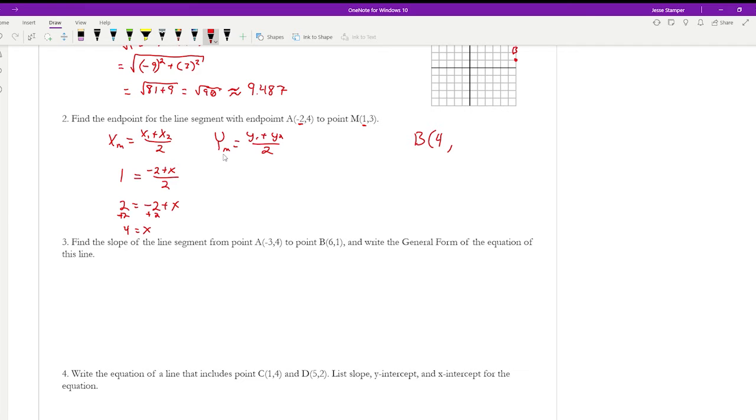Now the y of the midpoint is 3. So we say 3 equals, the y of the first point is 4, so we say 4 plus y divided by 2. Okay, multiply the 2 on both sides. We get 6 equals 4 plus y. Subtract the 4, and we get 2 equals y. So that means B is 4, 2. And that's the actual answer. That's what I was looking for.